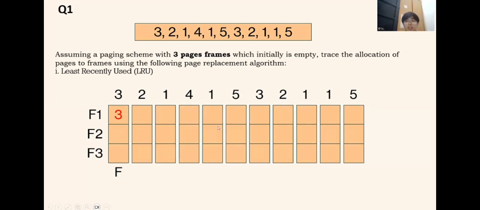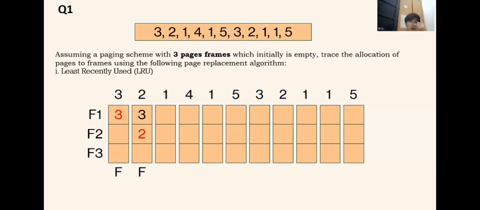The second number is 2. As you can see, F1 already has a number, so we need to continue writing. Next is 4, because it didn't hit a number. You need to hit the number in LRU. The next numbers are 3 and 2, so we continue writing 3 and 2, but the 4 is still there because it didn't hit the number.